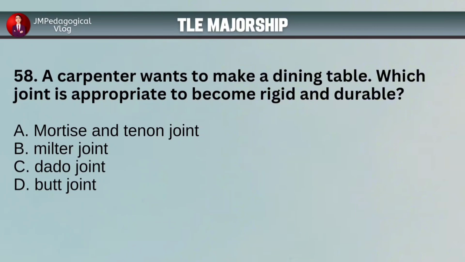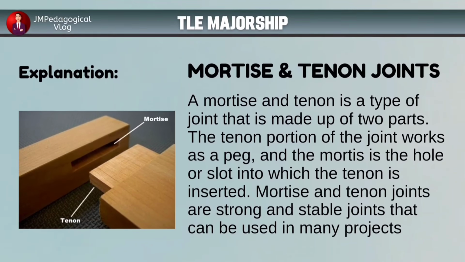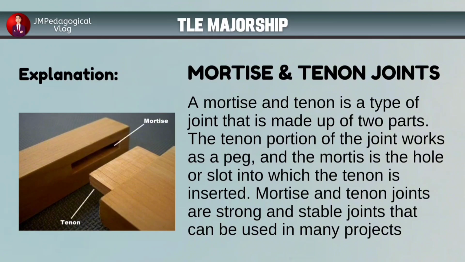58. A carpenter wants to make a dining table. Which joint is appropriate to become rigid and durable? A. Mortise and tenon joint. B. Miter joint. C. Dado joint. D. Butt joint. A. Mortise and tenon joint. Explanation. A mortise and tenon is a type of joint that is made up of two parts. The tenon portion of the joint works as a peg, and the mortise is the hole or slot into which the tenon is inserted. Mortise and tenon joints are strong and stable joints that can be used in many projects.